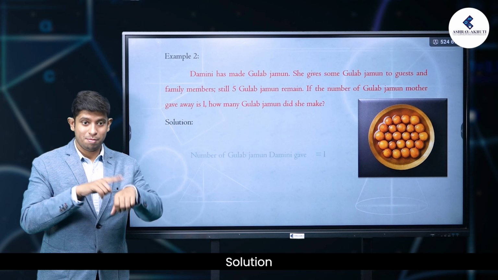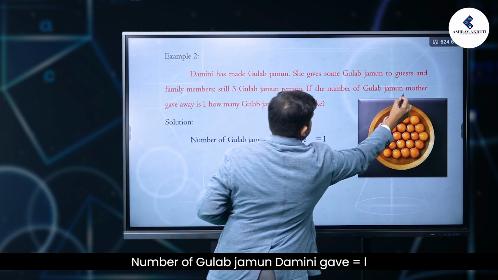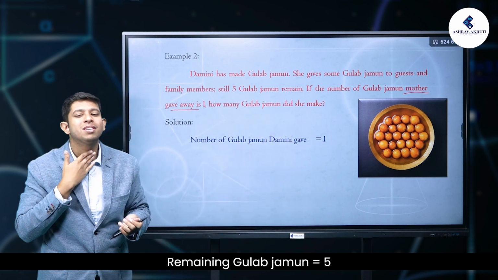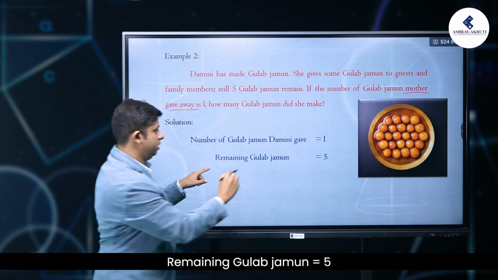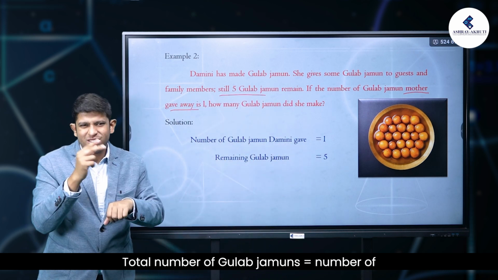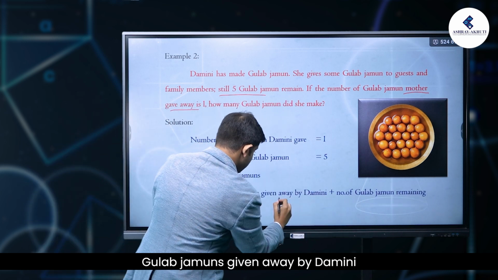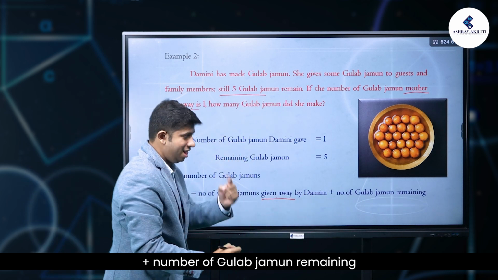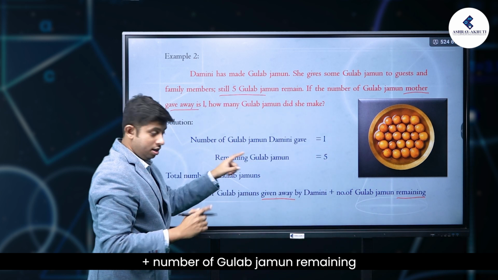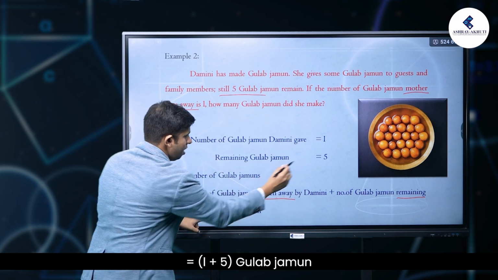Solution. Number of gulab jamun Damini gave is equal to 1. Remaining gulab jamun is equal to 5. Total number of gulab jamuns is equal to number of gulab jamuns given away by Damini plus number of gulab jamun remaining, which is equal to 1 plus 5 gulab jamun.